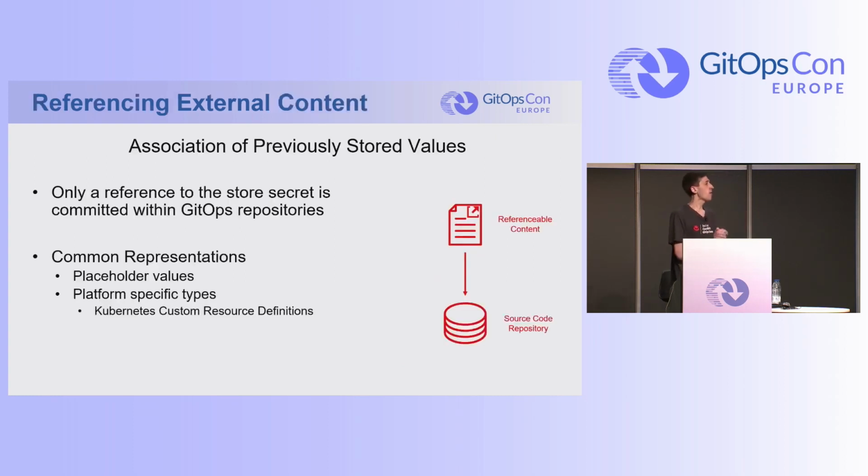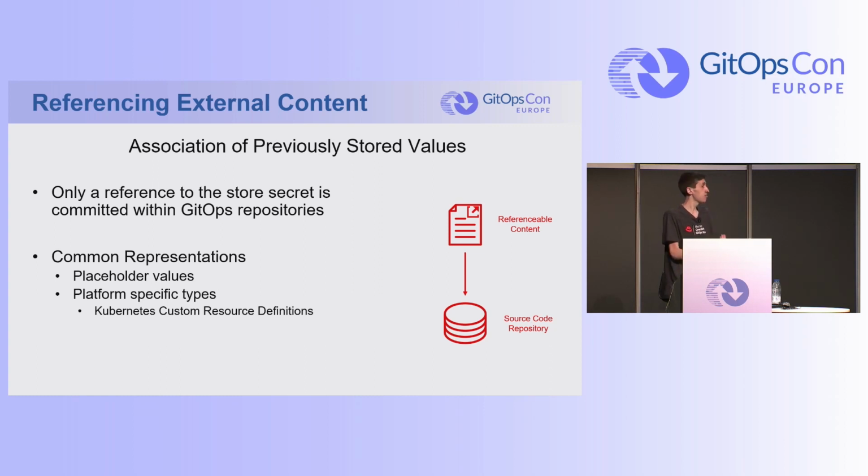So how do I reference? Once I go ahead and store something, how do I reference them? So typically, you only want to store the referenceable values inside your Git repository. What are you actually storing in that repository? Well, there are 2 primary ways of doing it.